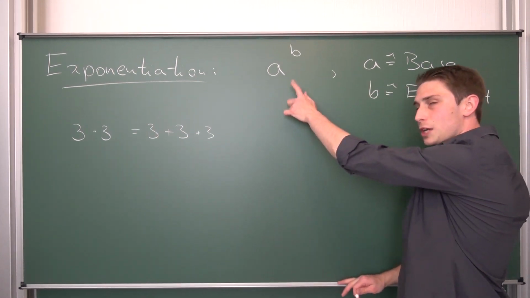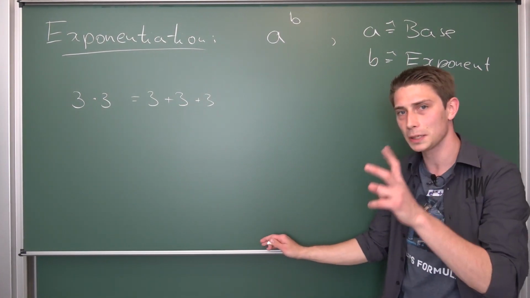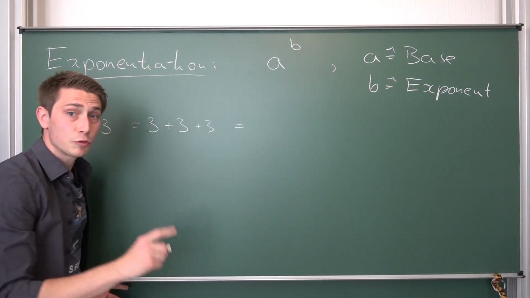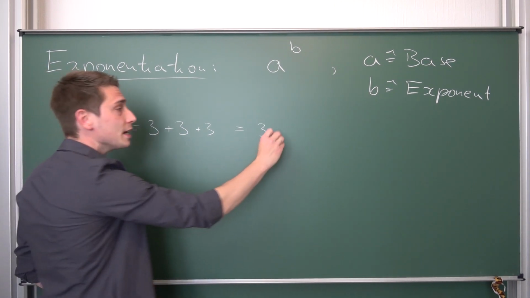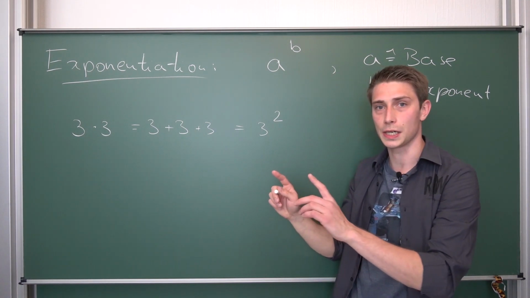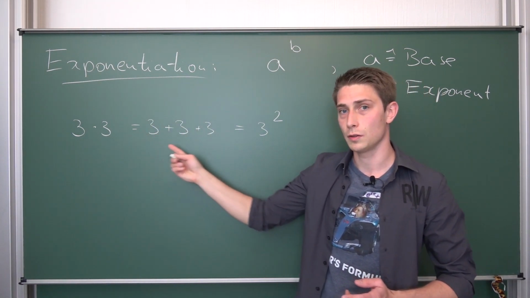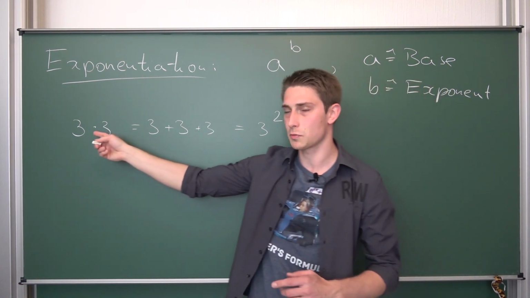This is where exponentiation comes in. We can rewrite 3 times 3 in a completely different way. 3 times 3 is nothing other than 3 multiplied with itself, base 3, 2 times. Keep this in mind. Think about it. At first we upgraded addition to multiplication. 3 added to itself 3 times gives us 3 times 3.